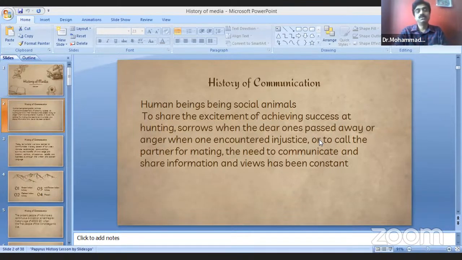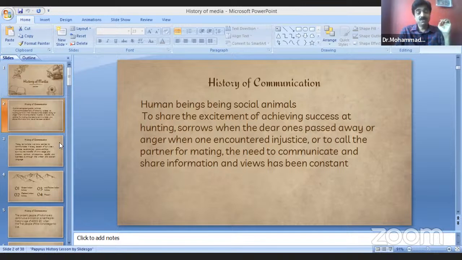As we know, human beings are social animals. They share the excitement of achieving success at hunting, and whatever the sorrows, ideas, experiences, emotions, or feelings that need to be communicated and shared with other people. So there is information that needs to be shared.